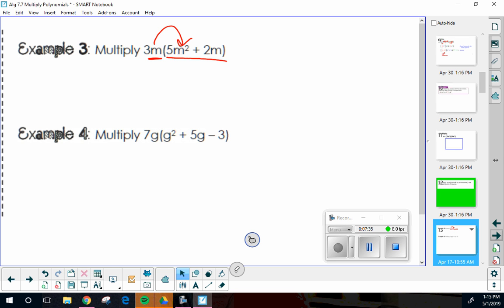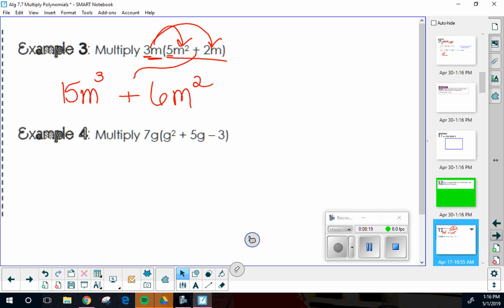And we're going to do the same thing we just did. What is 3 times 5? 15. Now, m to the first times m to the second, what is that? M to the third. So this will be m to the third. Then we put a plus sign right here. And now we do this monomial times that monomial. What is 3 times 2? 6. And then m times m, m squared. And that's the answer. So basically, it's that distributive property again.